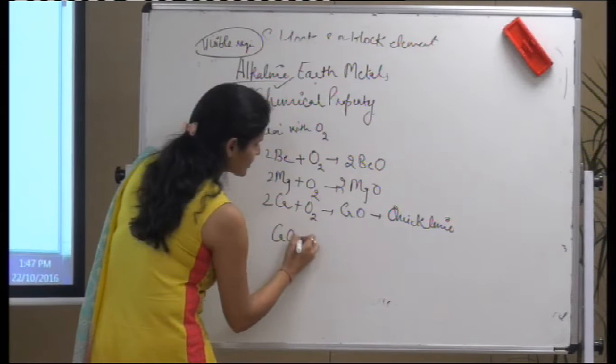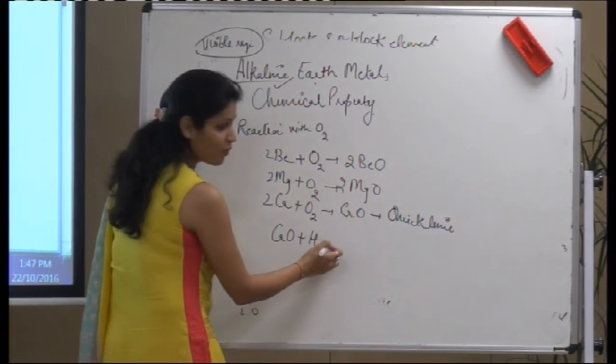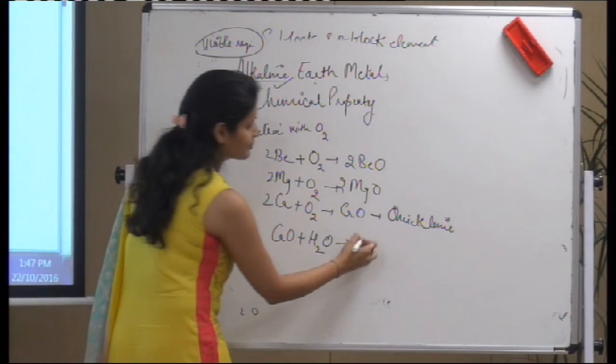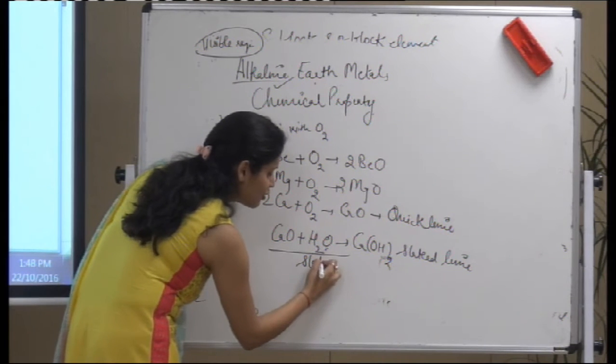What is calcium oxide? Another name for calcium oxide? Quicklime or slaked lime? This is also called quicklime. This quicklime can combine with water to form calcium hydroxide. This is called slaked lime. These are very important terms from the examination point of view. Slaked lime. This reaction, when we are converting quicklime into slaked lime, is also called the slaking of lime process.